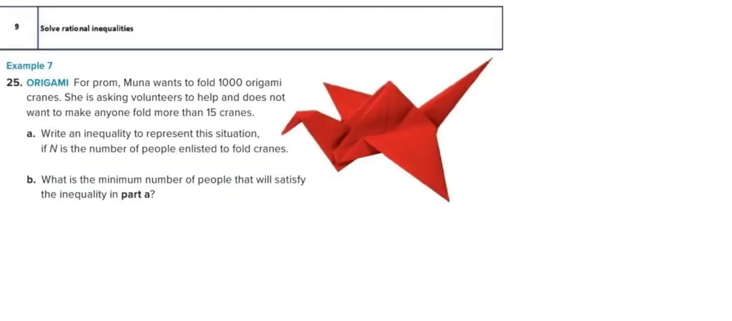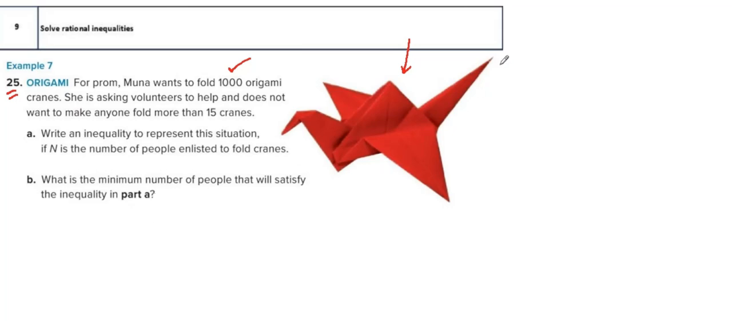Question number 9, it's easy. Look at question number 25, which is given for multiple choice question number 9. This is from lesson 7.6. For prom, Muna wants to fold 1,000 origami cranes. Origami is a shape we make using paper. She is asking volunteers to help. So they want to make 1,000 origamis, and we need people for that.